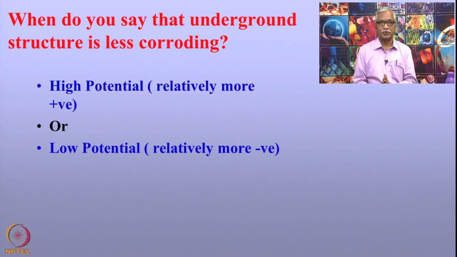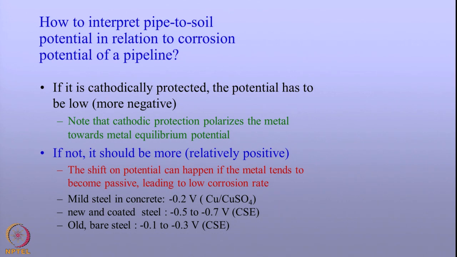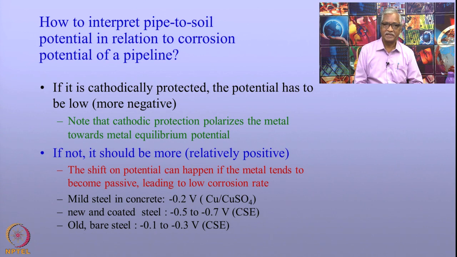One would sometimes get confused: should we have a relatively positive potential to say that the metal is less corroding, or should it be relatively more negative potentials to call the structure less corroding? Now, this is an important one. I would like to summarize this without going much into details. There are two criteria you should look at. One is whether the structure is cathodically protected or not. If the structure is cathodically protected, the more negative is the potential, the less is the corrosion tendency of the metal.